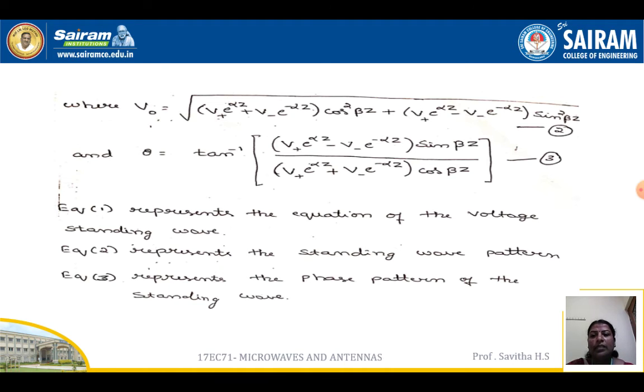Similarly, here the theta term is tan inverse of V plus e to the power of alpha z minus V minus e to the power of minus alpha z into sin beta z, divided by V plus e to the power of alpha z plus V minus e to the power of minus alpha z into cos beta z, which we will call equation 3. So equation 1 represents the voltage of the standing wave, equation 2 represents the standing wave pattern, and equation 3 represents the phase pattern of the standing wave.